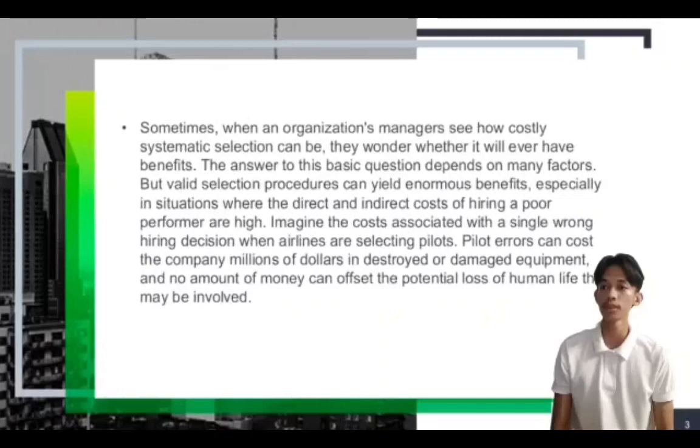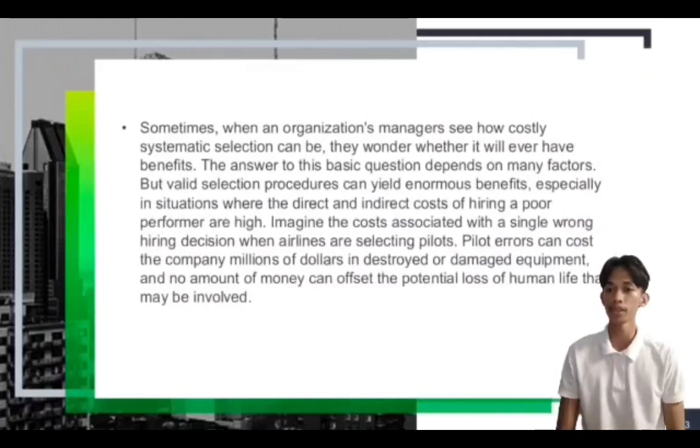Sometimes when organization managers see how costly systematic selection can be, they wonder whether it will ever have benefits. The answer to these basic questions depends on many factors. But valid selection procedures can yield enormous benefits, especially in selection where the direct and indirect costs of hiring a poor performer are high. Imagine the costs associated with a single wrong hiring decision when airlines are selecting pilots. Pilot error can cost the company millions of dollars in destroyed or damaged equipment, and no amount of money can offset the potential loss of human life that may be involved.